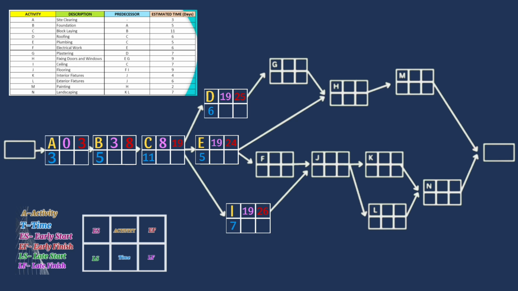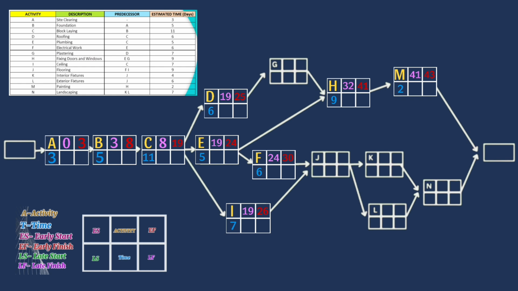To continue, activity F has 24, so 24 plus 6 is 30. Activity G requires activity D, which has 25 as the earliest finish time. 25 plus 7 is 32. Activity H needs activities E and G. Since we're talking about the forward pass, we take the highest number, which is 32. The earliest start for activity H is 32, so 32 plus 9 is 41. For activity M, 41 plus 2 is 43.